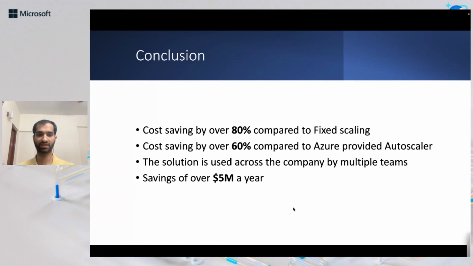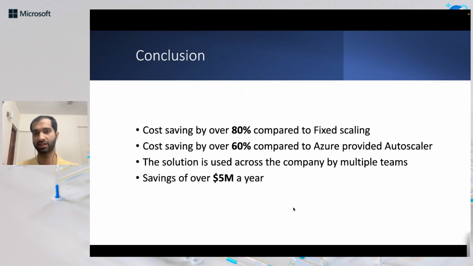So overall, what's the conclusion? This autoscaler has been a great saving for us. As compared to fixed scaling, we've computed that it's helping us save more than 80% of our cost. And as compared to the Azure provided autoscaler, we are saving more than 60% of the cost.